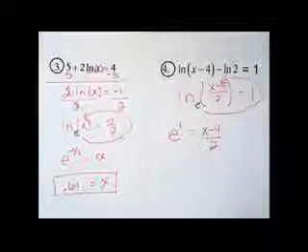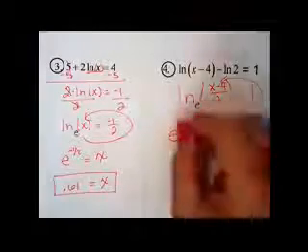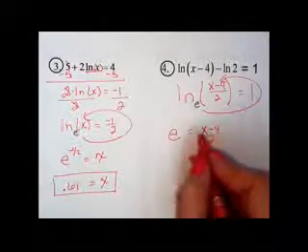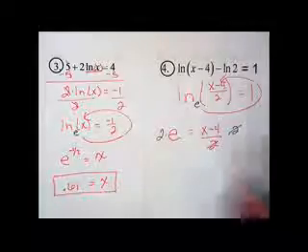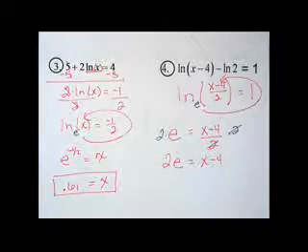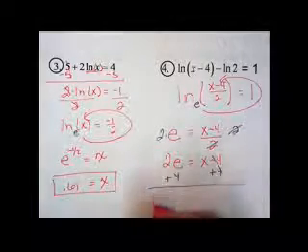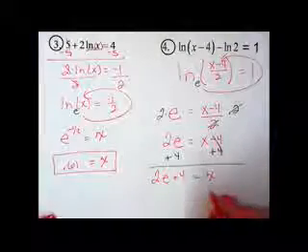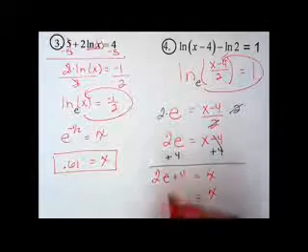Now remember that e to the 1 power is just the same thing as e, right? So I don't need to put the 1 power. So let me go ahead and start solving. The first thing I need to do to get x by itself is multiply both sides by 2. So I have 2e equals x minus 4. The last thing I need to do is add 4 to both sides. So I have 2e plus 4 equals x. Calculate that. Remember, e is a number. So 2 times e plus 4 is 9.44.